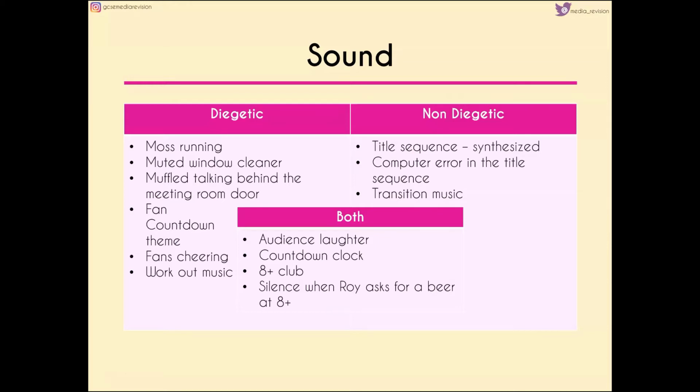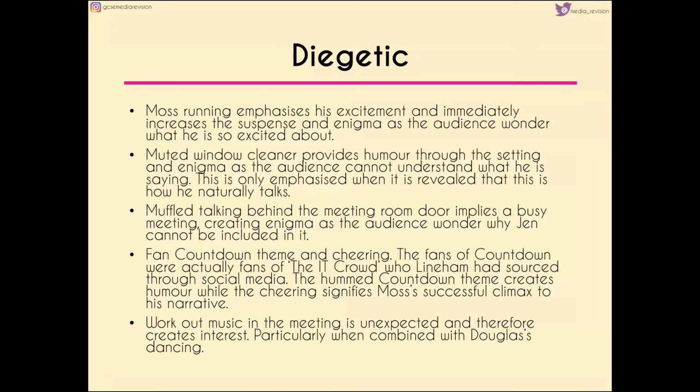So how do we go about explaining this then? Well, in terms of our diegetic sound, Moss running down the street at the very beginning of the episode emphasises his excitement. This obviously increases the tension and suspense most of all because we want to know what he's excited about, but it's also a really impactful way to start an episode because we have no prior knowledge. The episodes for The IT Crowd were not something that formed a larger narrative, they're standalone episodes, so it's not like we have any understanding from previous viewings what this might be about.